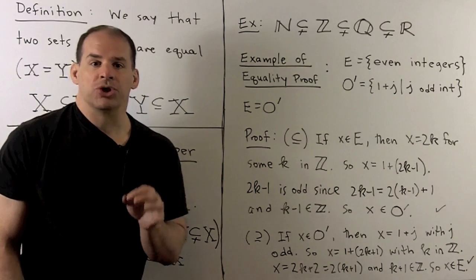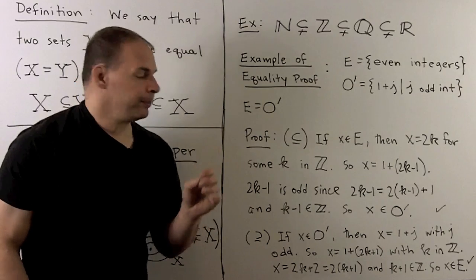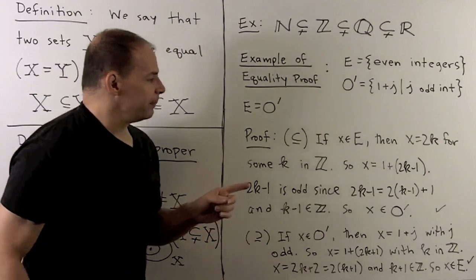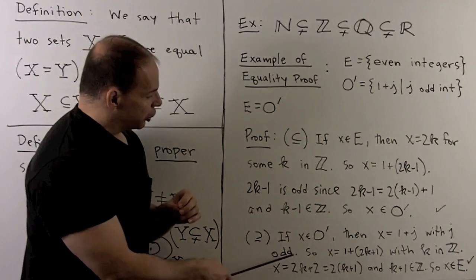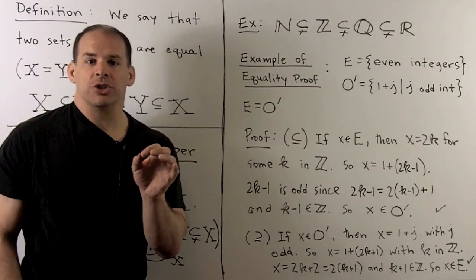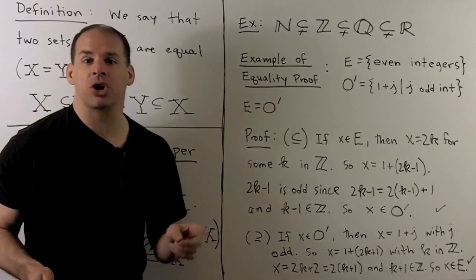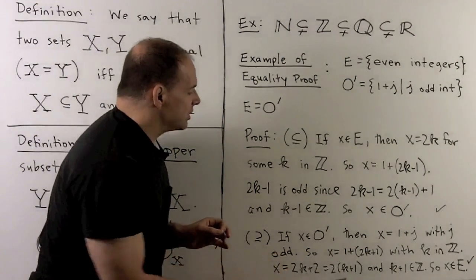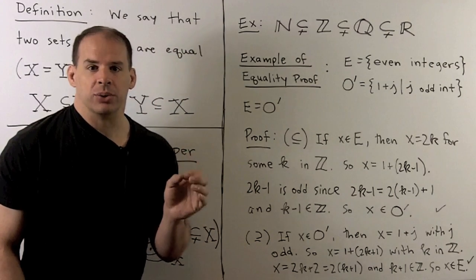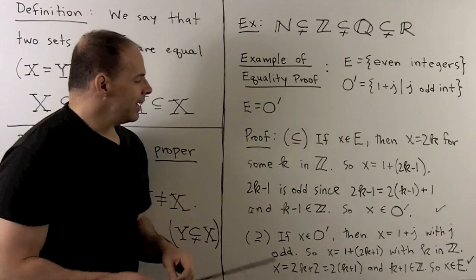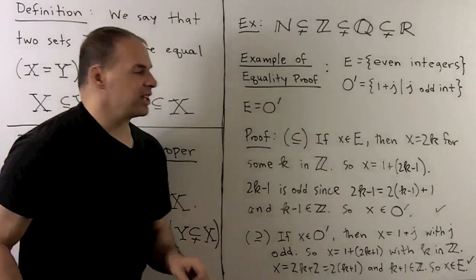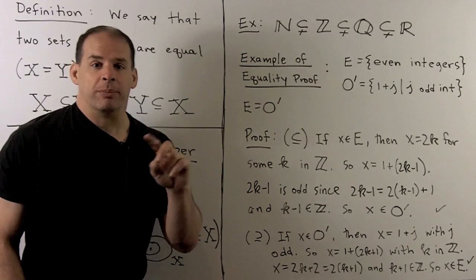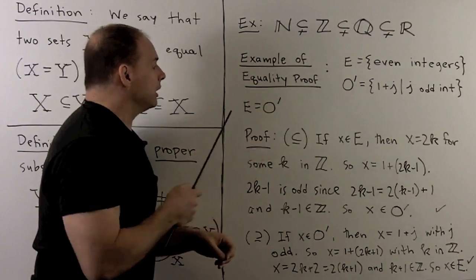For the other direction, we'll start with an X in O prime and show that it winds up in E. Now, that means if X is in O prime, I can write it as 1 plus j, where j is an odd integer. So that means there's going to be some k in the integers such that X is equal to 1 plus, and then in parentheses, our odd, 2k plus 1. Now, we can rewrite X as, putting the 1's together, 2 plus 2k, or 2 times k plus 1. k plus 1 is an integer, so that means that X is an even integer and X is in E. So that gives us the other containment. Since we have both containments, that means these two sets are equal.